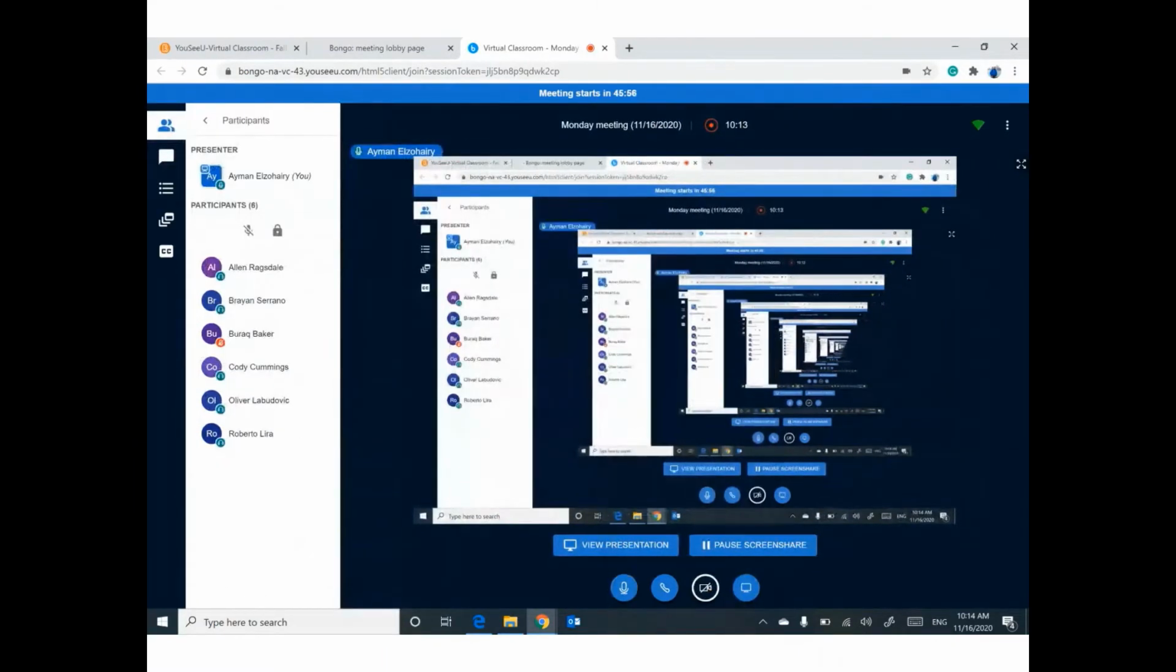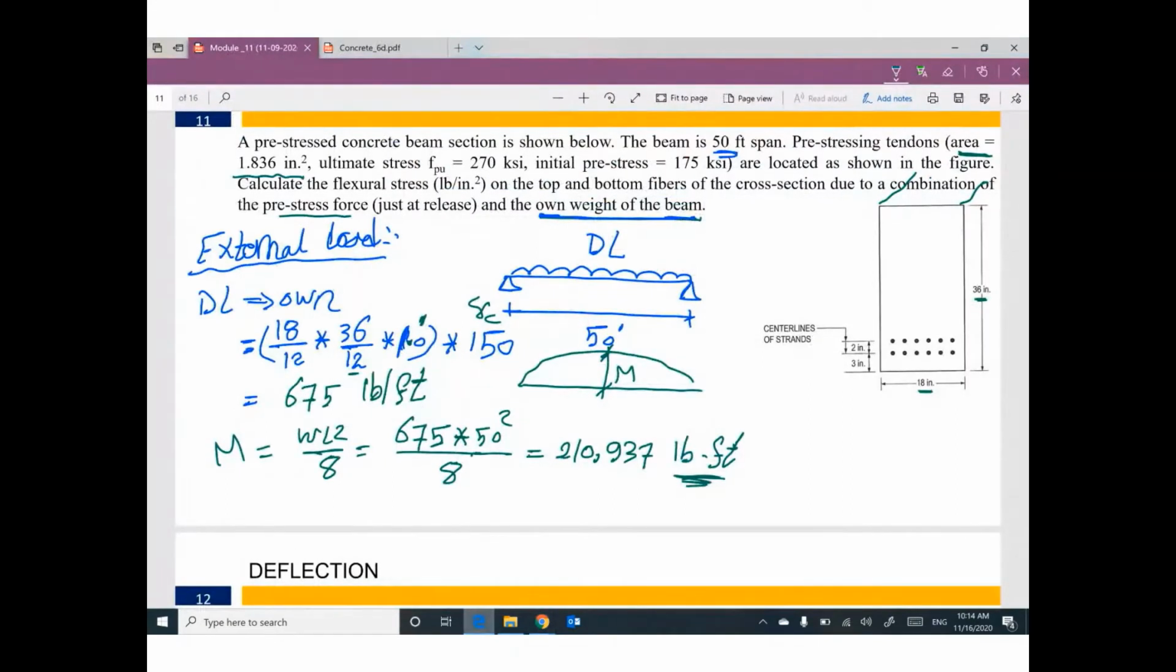Okay, so please read the problem carefully, because in the exam, you don't get to ask a question. The problem did not mention anything related to live load. Okay, we don't have live load. And also the problem mentioned we need to calculate the flexural stress due to the effect of unweight of the beam. So that's fine. We have unweight only.